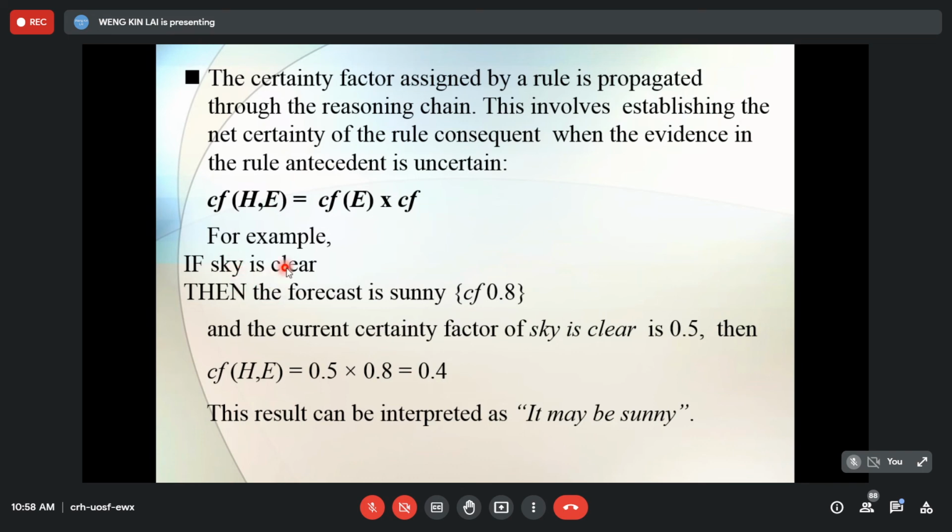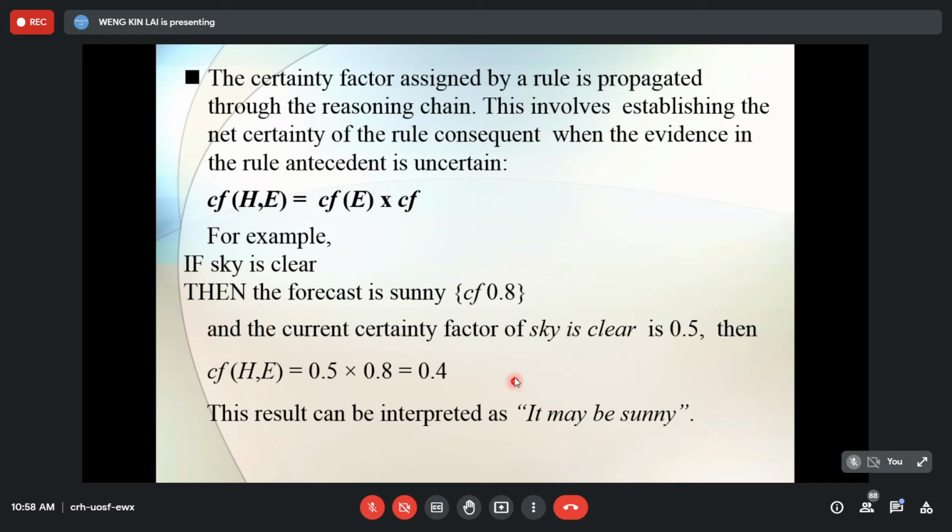For example, if the sky is clear, then the forecast is sunny. If the sky is clear, this is your evidence. And the hypothesis is that the forecast should be that it will not rain. The forecast will be sunny, with 0.8. And the current certainty factor of the sky is clear is 0.5. That is, the certainty factor for that information is 0.5, right?